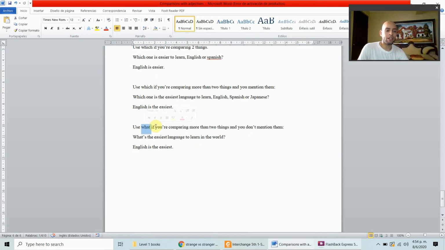So we use what if you're comparing more than two things and you don't mention them. For example, what is the easiest language to learn in the world? Of course, I'm not going to mention the 6,000 languages that exist on planet Earth here. English is the easiest. Between all the languages in the world, English is the easiest. But of course, that's my opinion. Obviously there are probably easier languages to learn that I don't know about.